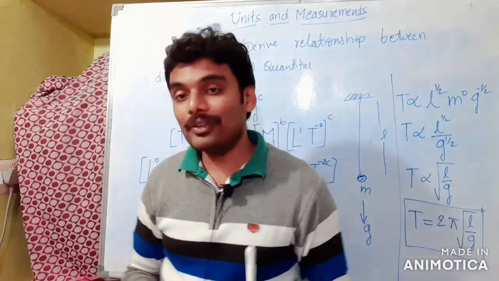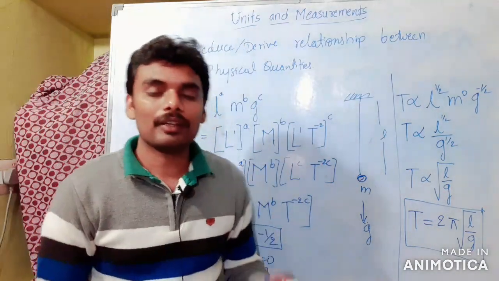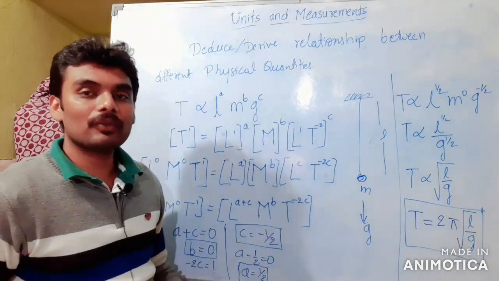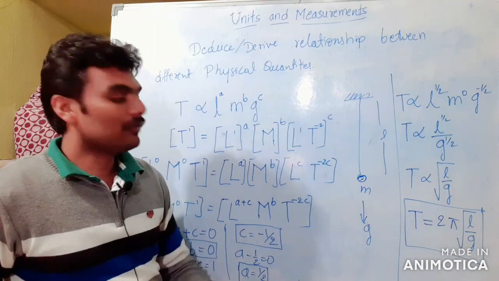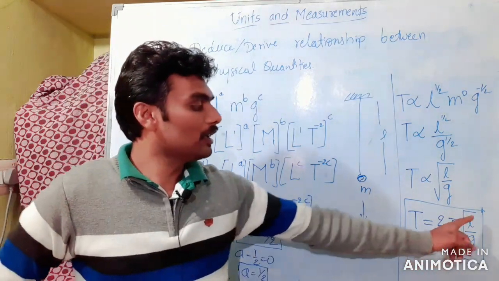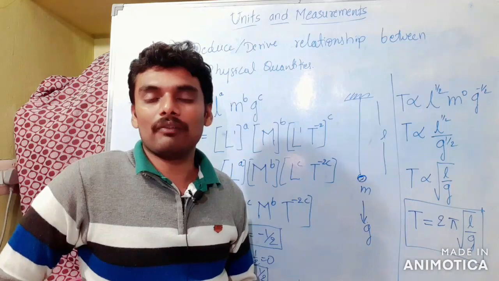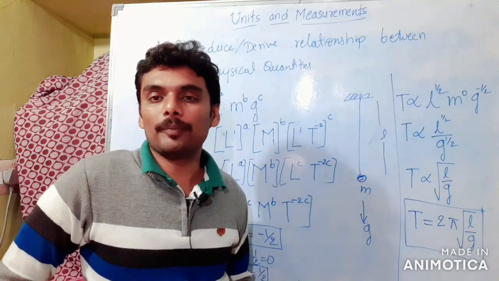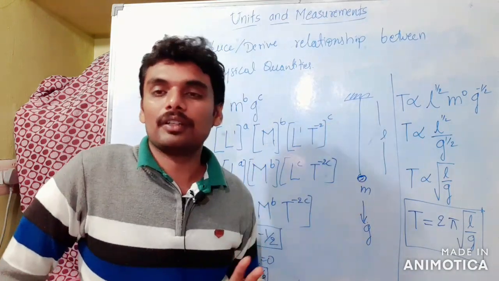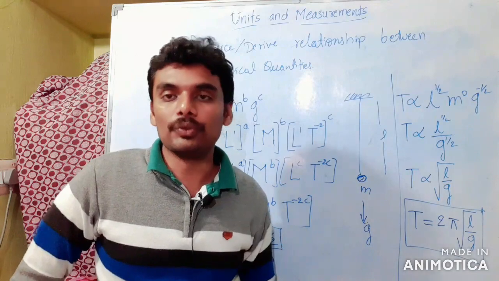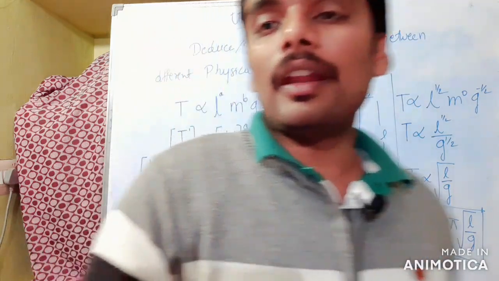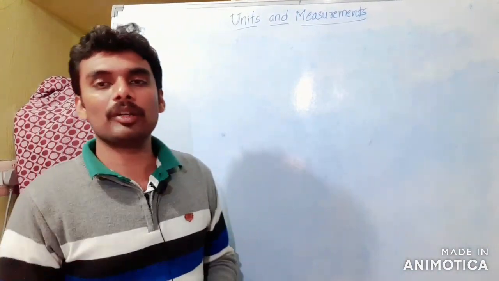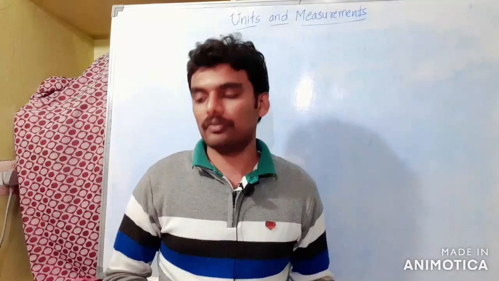Understood? This is how we can deduce or derive the relationship between different physical quantities. Now you see which are the different physical quantities that we connected: time period, length, and acceleration due to gravity. And the phenomenon here we are observing is a simple pendulum. Okay, so this is the third application and the final application, or the use of dimensional analysis. So these are the three applications, which means the uses of dimensional analysis.